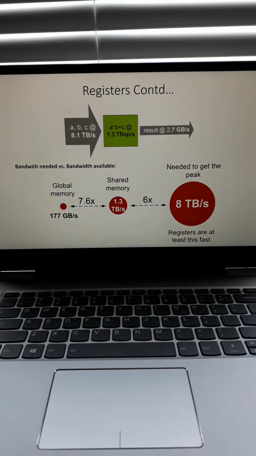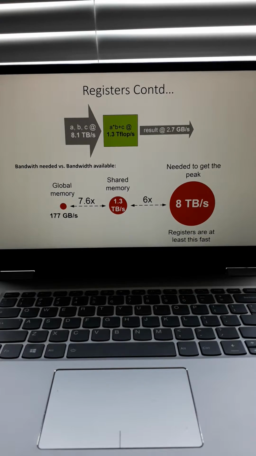Suppose we have an arithmetic instruction, that is A times B plus C. Now over here, the number of inputs is 12 bytes, the output is 4 bytes, and there are 2 flops. So to get 1.3 T-flops per second, we need a bandwidth of 8.1 TB per second.